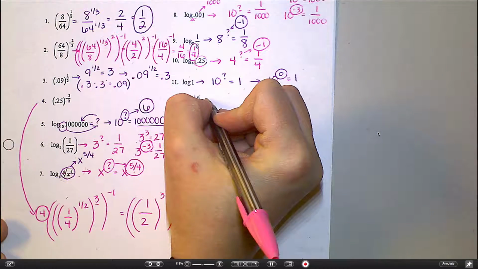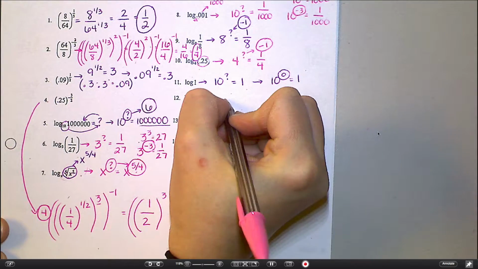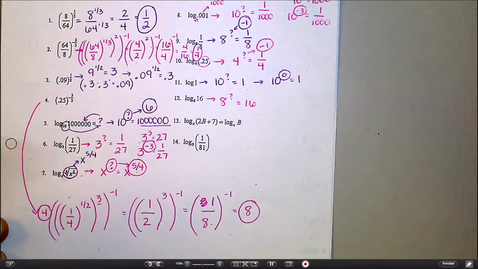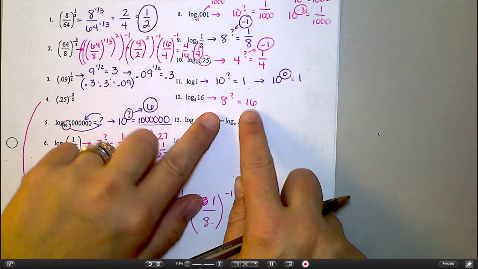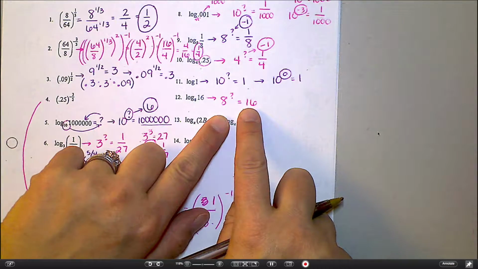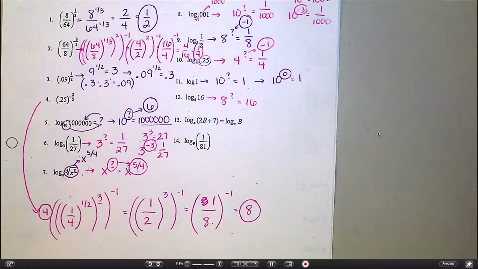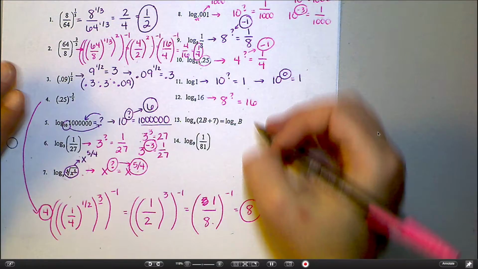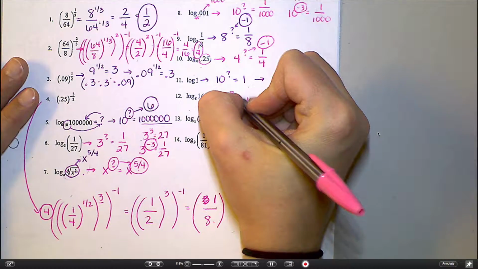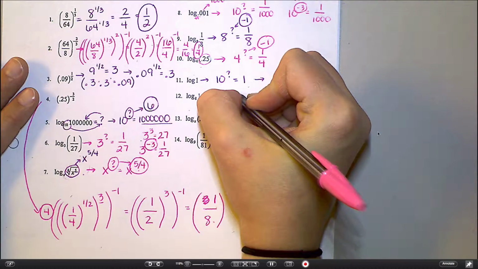So number 12 is saying 8 to what power is equal to 16? Now we don't have a power that turns an 8 into a 16. So what we're going to have to do with this one is write these both as powers with the same base. So I need to write them both as a power of something else where it will match. I'm going to go ahead and use an x on this one just so that it looks a little more technical.